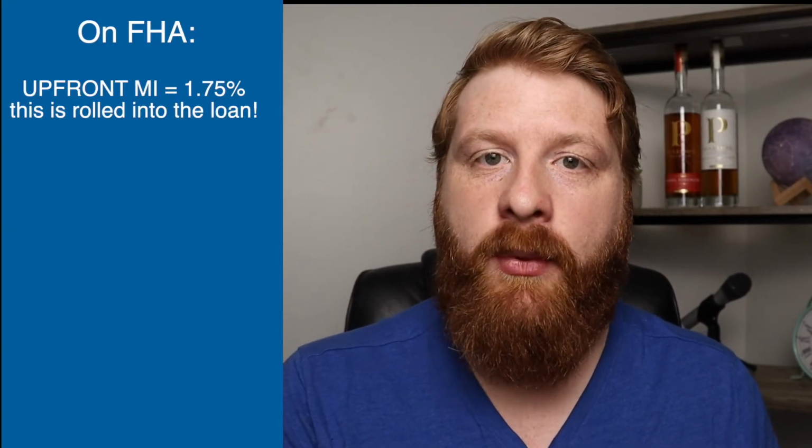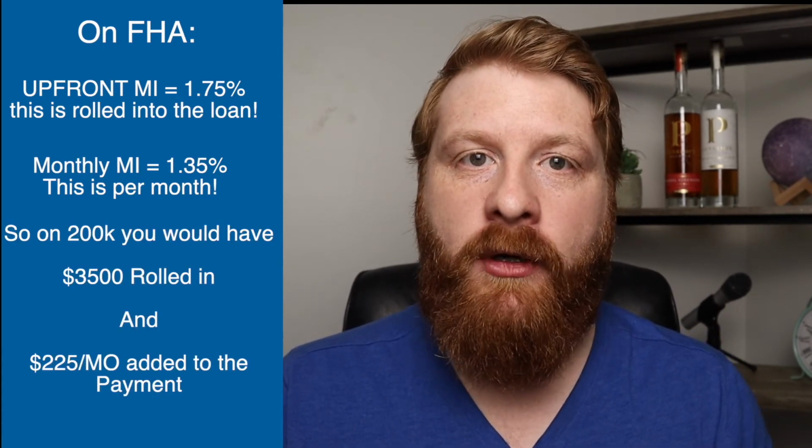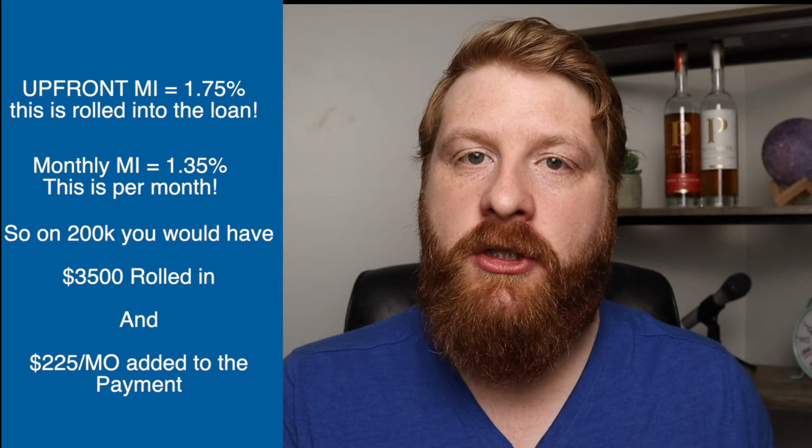One of the big reasons why someone wouldn't get an FHA mortgage is what's called mortgage insurance. Now, again, I just talked about it a couple minutes ago. There's what's called upfront mortgage insurance, which is 1.75% of the loan amount. But then there's a monthly mortgage insurance, which is 1.35% of the loan amount. And so on our $200,000 home example, you'd be paying an additional $225 per month for the mortgage insurance.